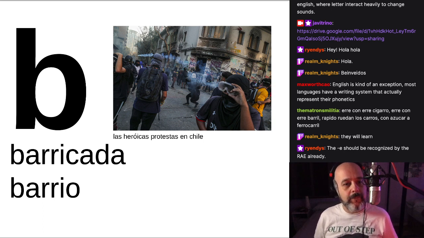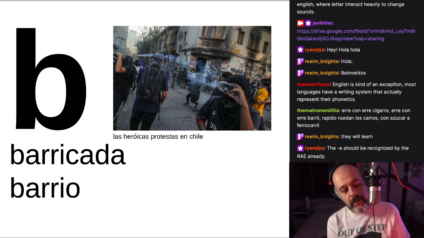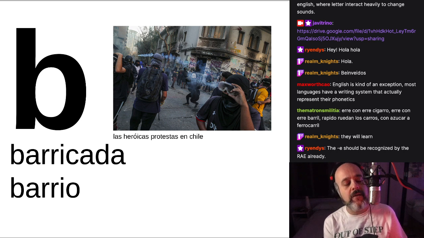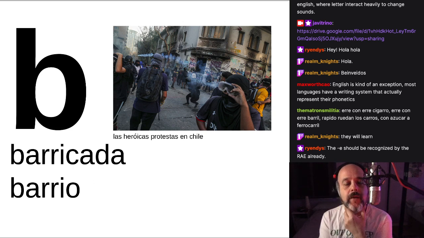So barricada, which is a barricade, and barrio. Barrio is the neighborhood, but also in some places in Latin America, it means a slum. That's one of the things of Spanish. It's a beautifully polysemic type of language. So you can find many meanings in simple words, in most words. And if you would travel through regions, you're going to find many discrepancies, if you know what I'm saying.